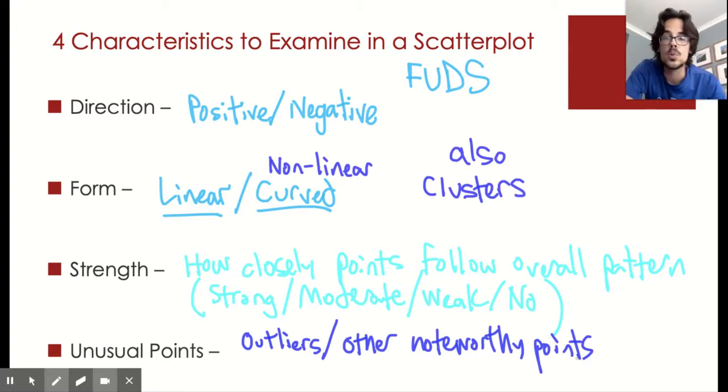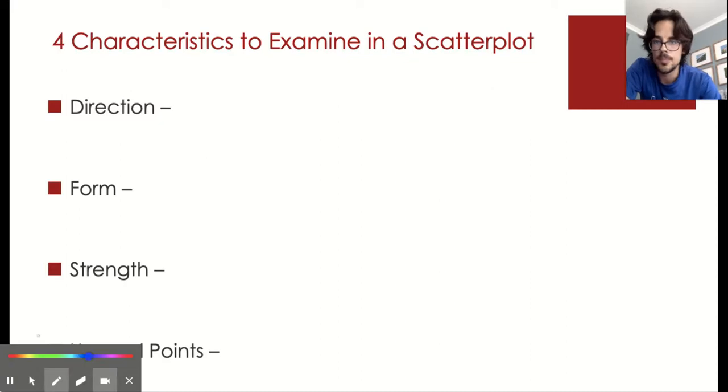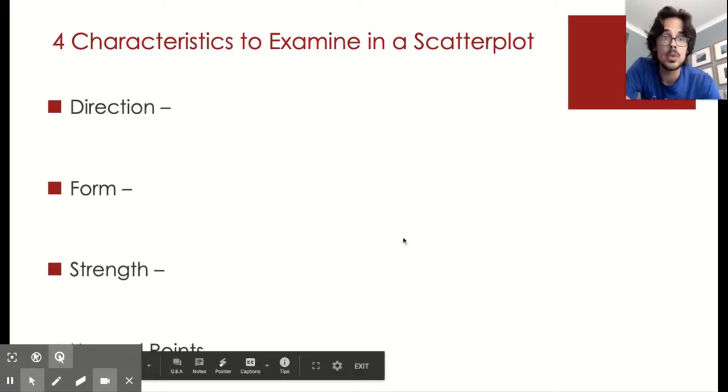So these are the four things, FUDS, or however you want to remember it, that you have to address when I ask you to describe a scatterplot. Most of the time in AP Stats, I'm not going to make you make a scatterplot.